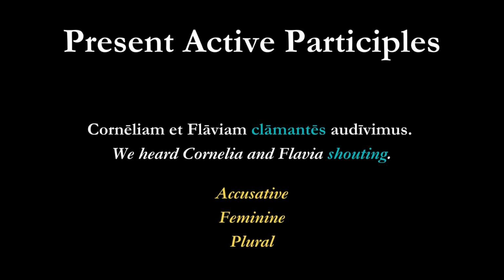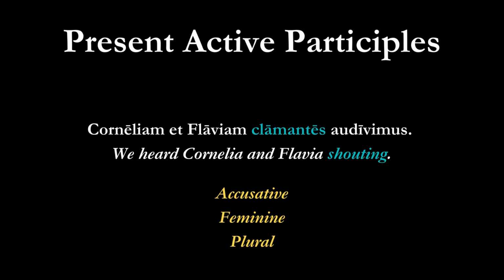So if you said Corneliam et Flaviam clamantes audivimus, you'd be saying we heard, right? Audivimus. We heard Cornelia and Flavia. That's my direct object, right? Corneliam et Flaviam. Simple enough. But it's not just that we heard Cornelia and Flavia. We're describing them as shouting, clamantes.